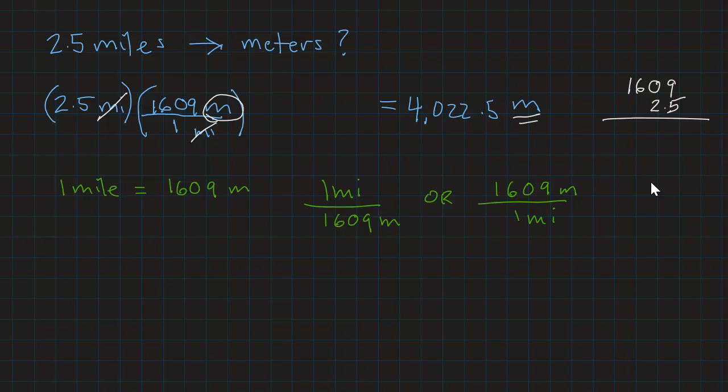Okay, and then keep in mind we always want to check our significant figures. We're multiplying a number with 4 significant figures times a number with two significant figures. So our answer should have 2 significant figures, which would be 4,000, and then this 0 would be significant. So how do we do that? How do we make that clearly 2 significant figures?